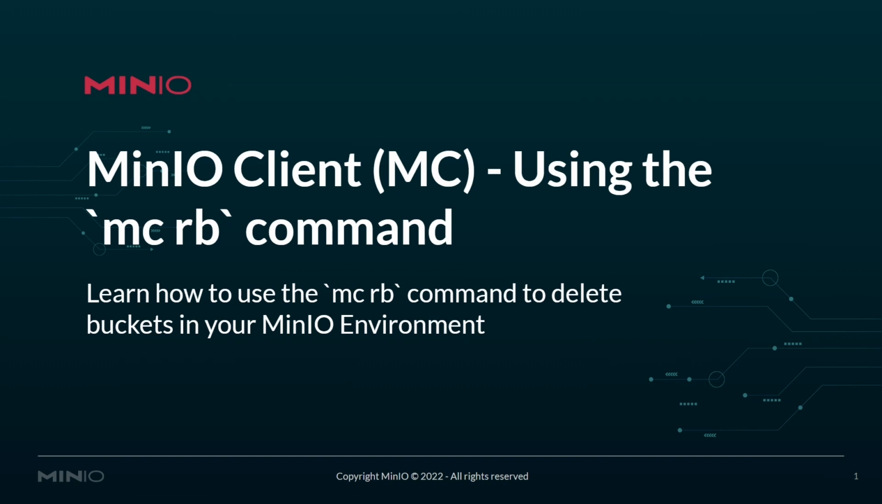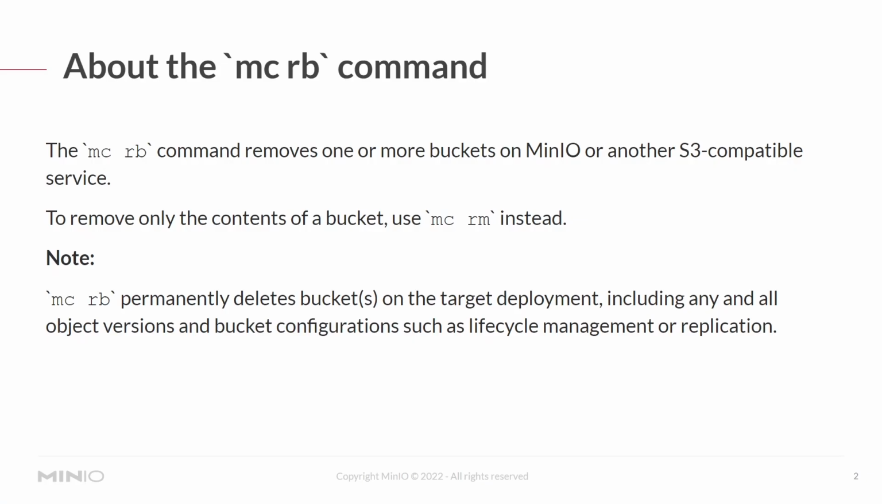In this video, we'll be talking about the mc rb command. The mc rb command will be used to delete buckets in your MinIO environments. The mc rb command removes one or more buckets on the MinIO or other S3 compatible services. To remove only the contents of the bucket, use the mc rm command that we covered in another video instead.